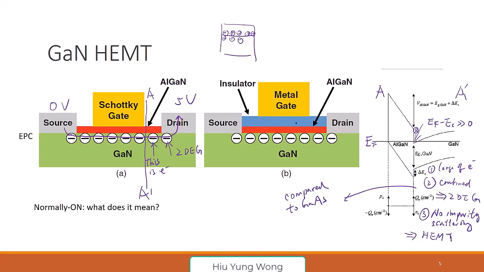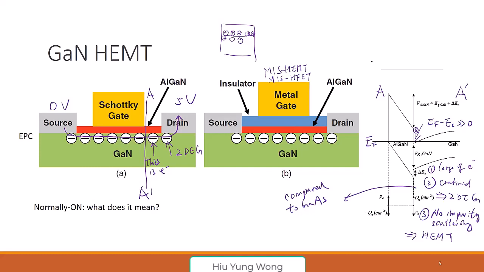And sometimes they will call this MIS HEMT, or MISHFET, just metal insulator semiconductor hetero field effect transistor. Okay, so this is a variation. But the theory is the same, except that when you draw the band diagram, you need to add the oxide band diagram. Okay.